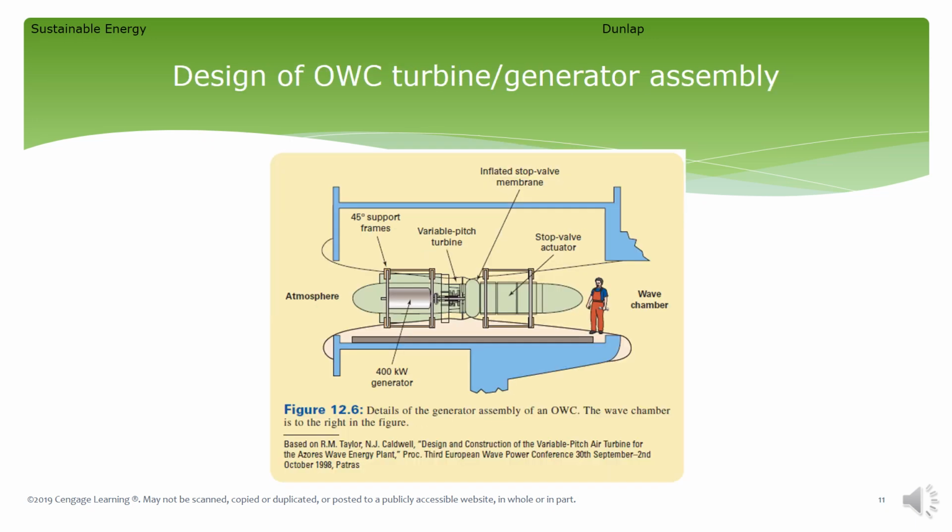This is a design of an oscillating water column turbine generating assembly. So this is the air side, and this is the water chamber side. This figure shows the details of the generator assembly of an oscillating water column. The wave chamber is to the right in the figure.